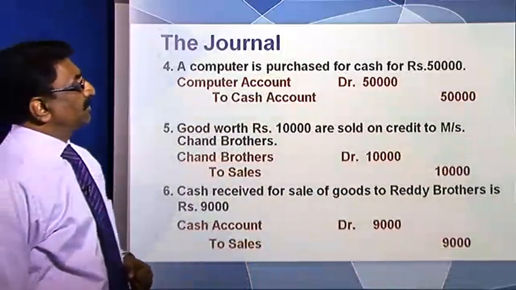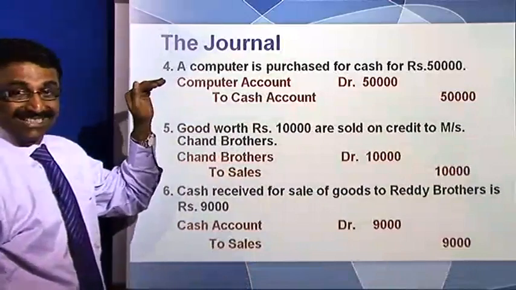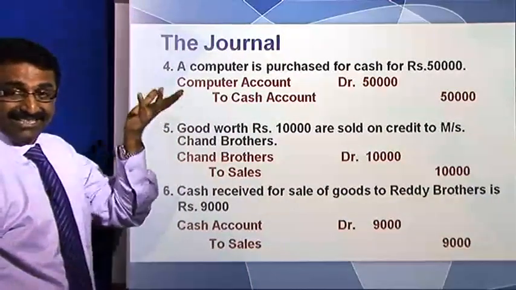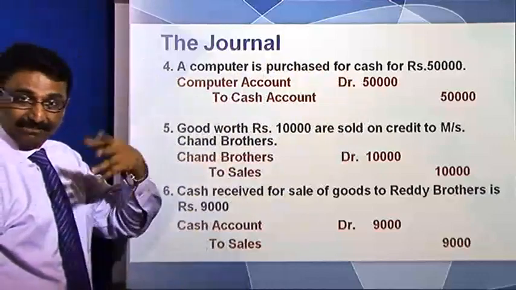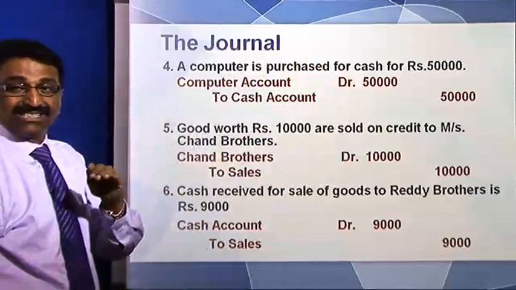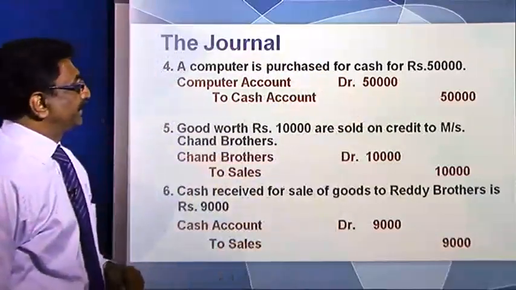A computer is purchased for 50,000 rupees. Now what does it mean? Computer account is an asset account. It is increasing, so debit the asset account, and cash which is paid out is an asset account which is reducing, so credit the cash account.